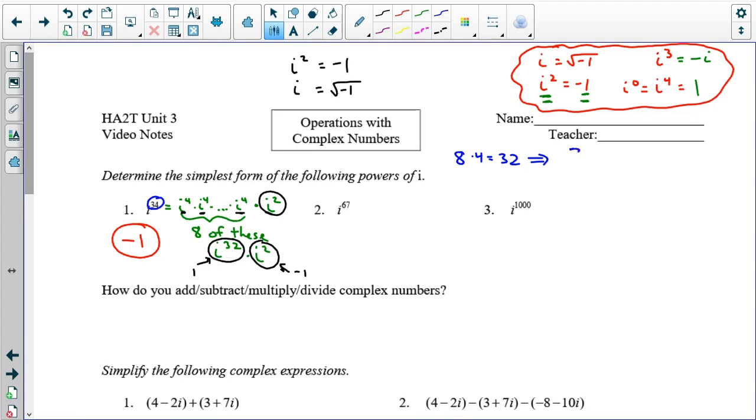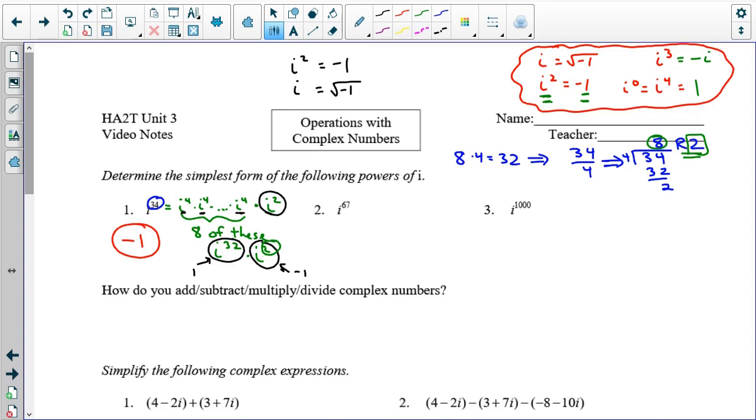Well, I can take 34 divided by 4, and if I did this using the old method I learned in grade school, the division algorithm, I would get 8 remainder 2. So this 8 tells me how many times I can divide 4 into 34, and then there's a remainder. Whatever this remainder is, that's the power of i that's going to be left over. So let's continue with this.